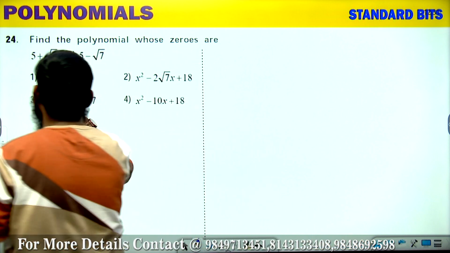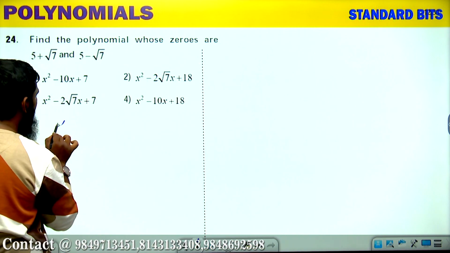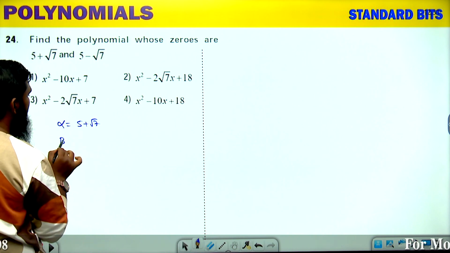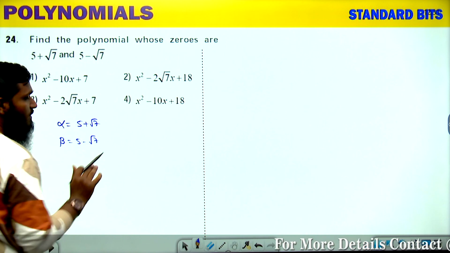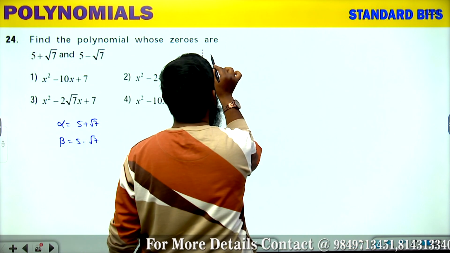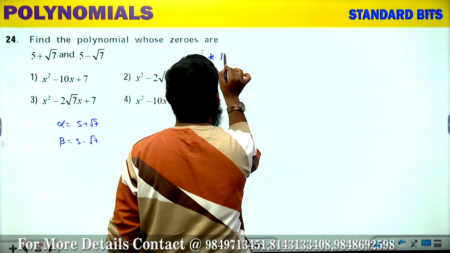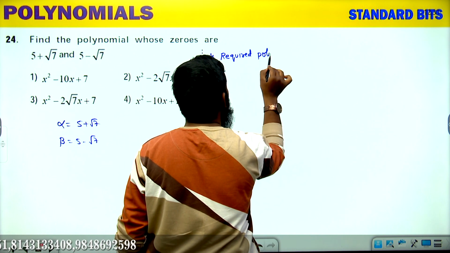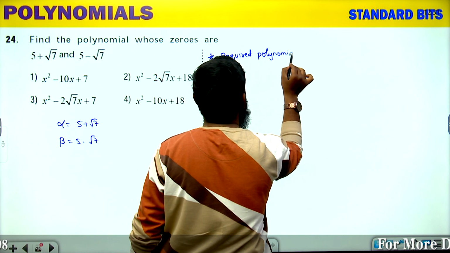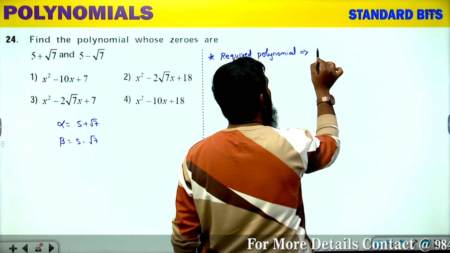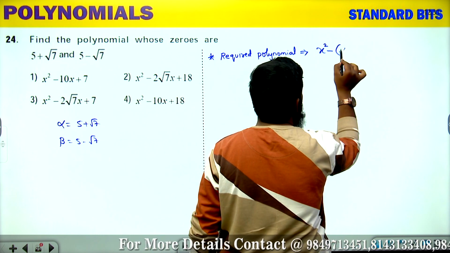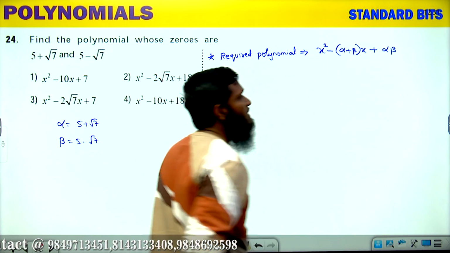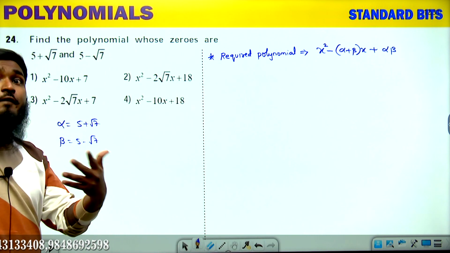We take one zero as alpha, alpha is equal to 5 plus root 7. The next one, beta is equal to 5 minus root 7. Two zeros we have. Whenever we want to find the required polynomial, we have one simple formula: x square minus (alpha plus beta) into x plus alpha beta.